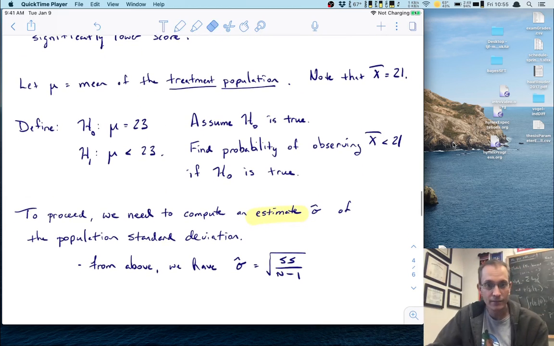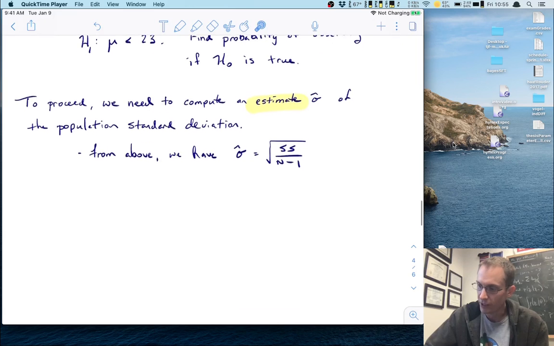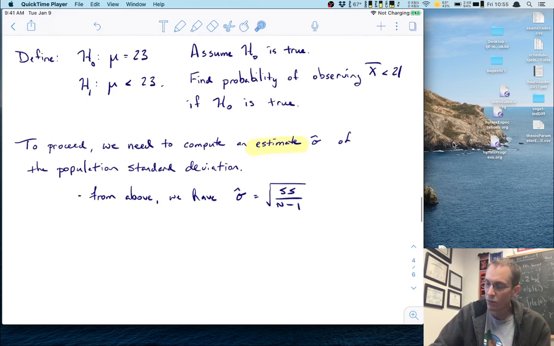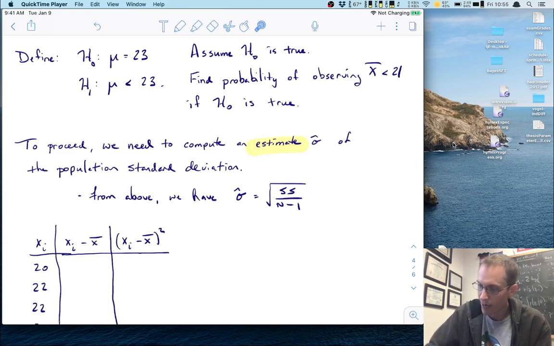Well, we would be ready to go ahead and do this probability like last week, but right now we don't have a value of sigma. We don't have the population standard deviation. At this point, we've got to use our data to compute an estimate, sigma hat, of this population standard deviation. Now from above, let me scroll up a little bit here. Now from above, we know the formula for this is fairly easy to remember once you use it a few times. It's the square root of the sum of squares divided by n minus 1. So what we need to find is the sum of squares. We know how to do that.